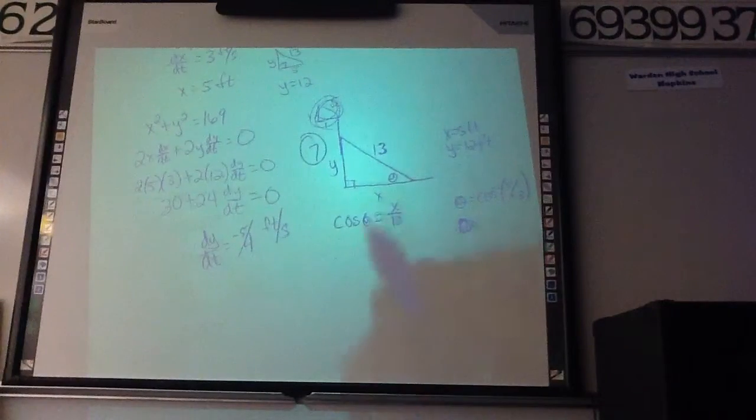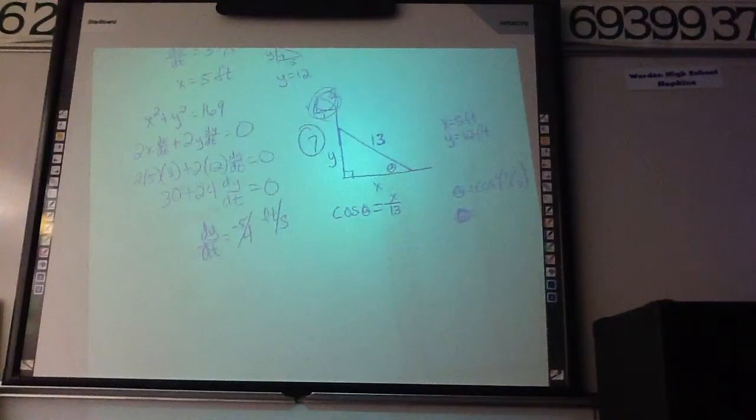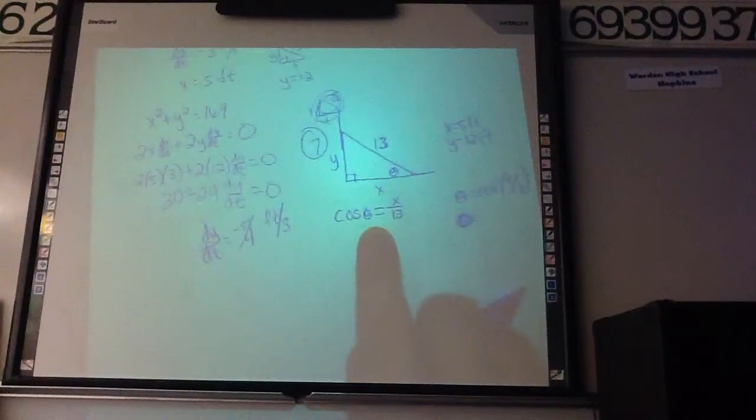You can either do the derivative of that and then solve for d theta dt, or you could solve for theta first and then do the derivative of the inverse cosine. To me, the derivative of cosine is a lot easier than the derivative of inverse cosine. So you just do it that way with the derivative? Yeah. Do the derivative of that.